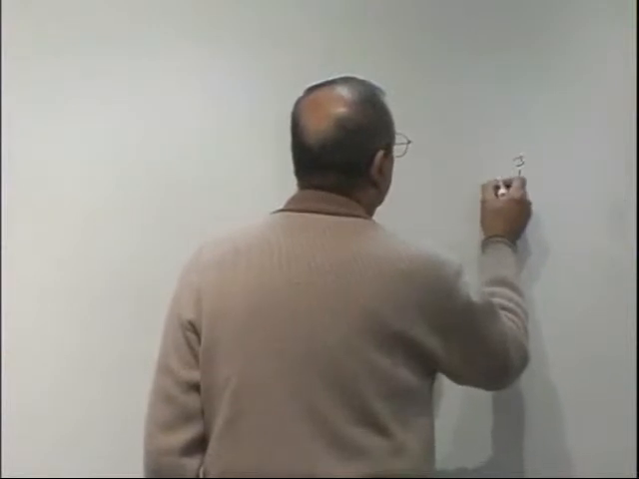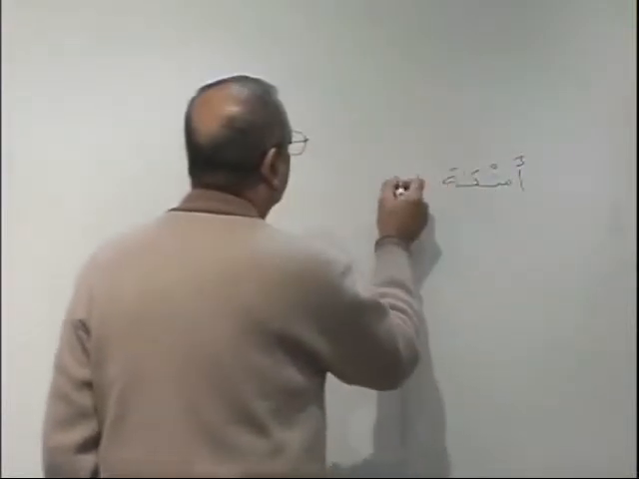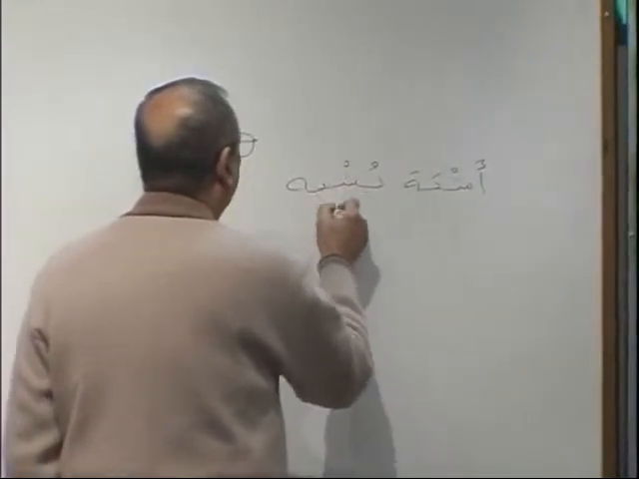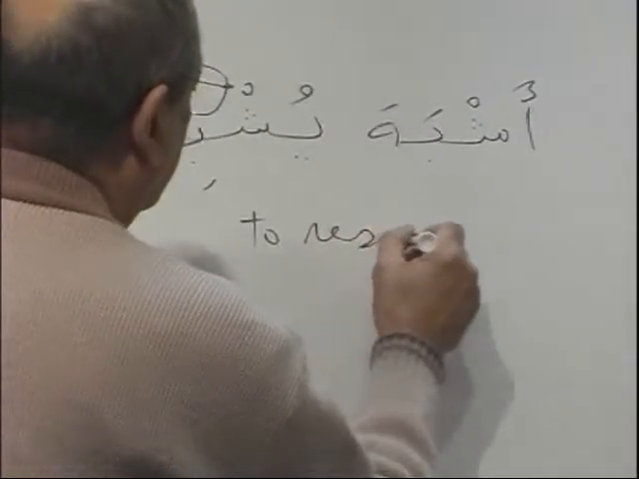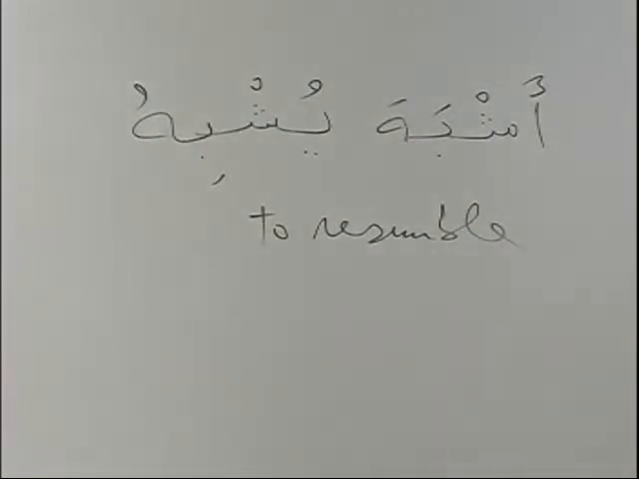I'm going to write a lot of things on the board. Inshallah, follow me, brothers and sisters. Ashbaha, yushbihu, to resemble. Okay? Look alike. Be similar. Okay? And then miqdar. What is the meaning of miqdar? Quantity. Miqdar means quantity. Now, quantity can be amount, size, volume, measure, proportion, number. These are all coming under the heading of quantity. Are you with me, brothers and sisters?